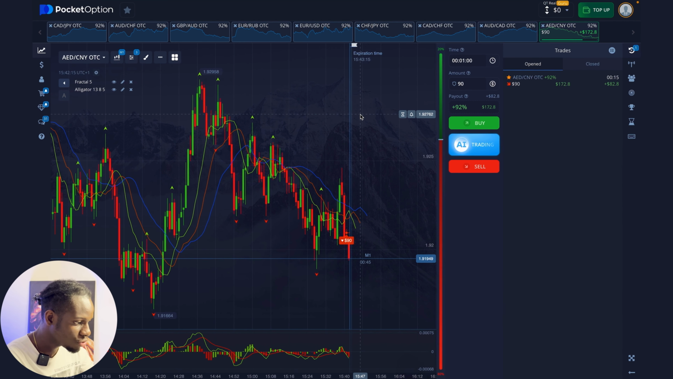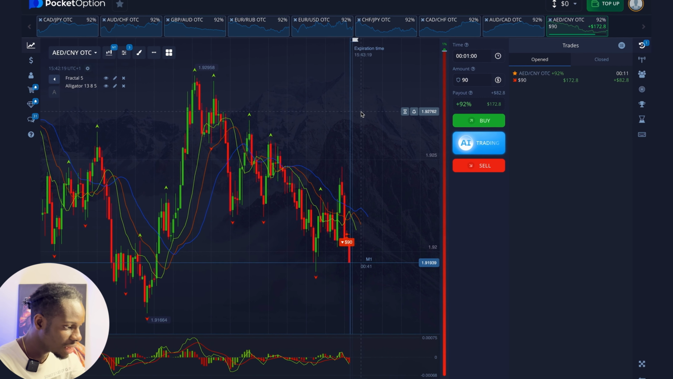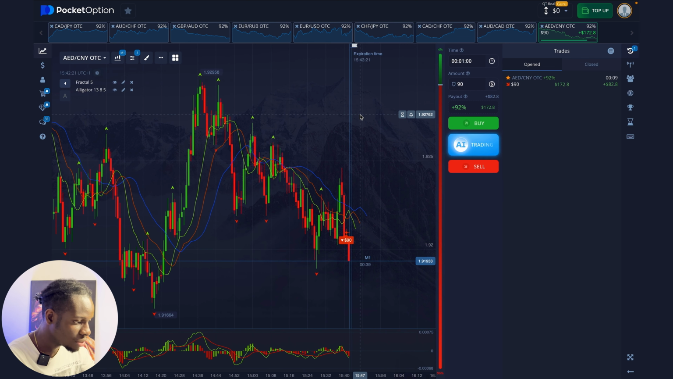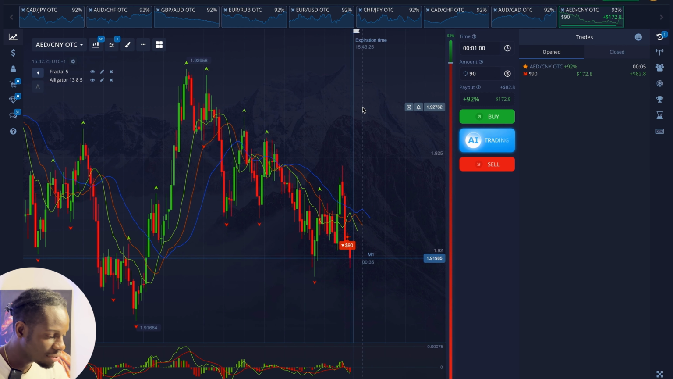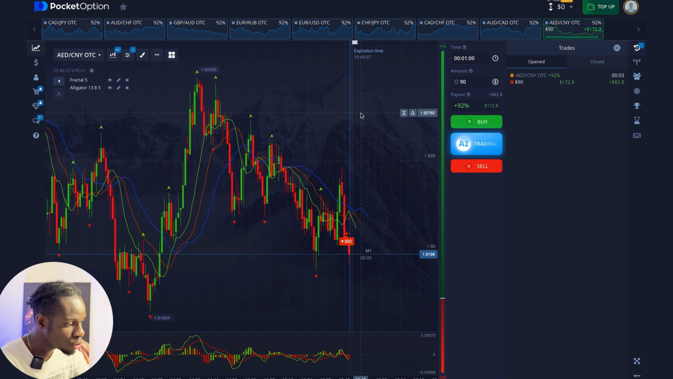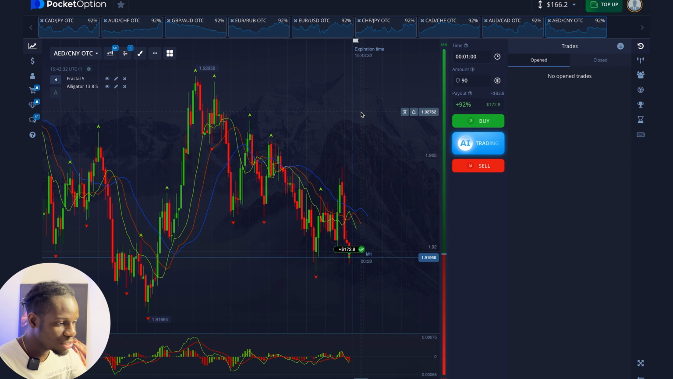So for this particular trade, I made sure to follow the trend, and I also used the alligators, moving lines, and the oscillator together. I didn't really make use of the fractal for this one, but I'll show you when to use the fractal on the next trades. Perfect guys, so we're in profit.